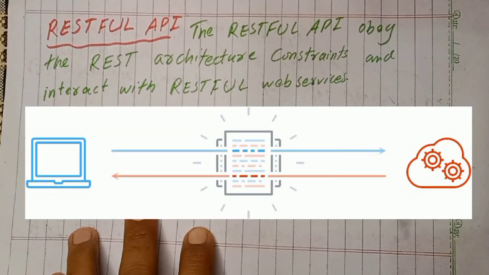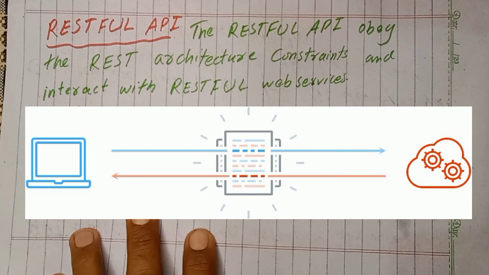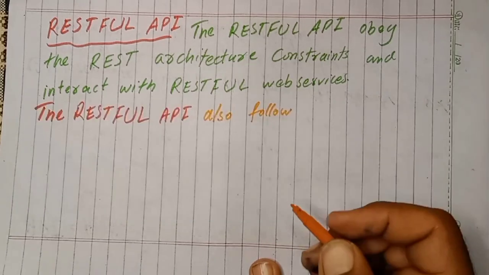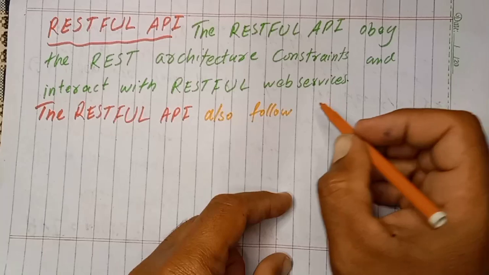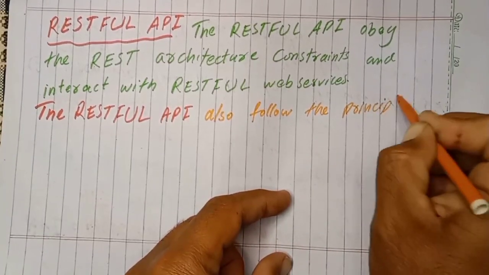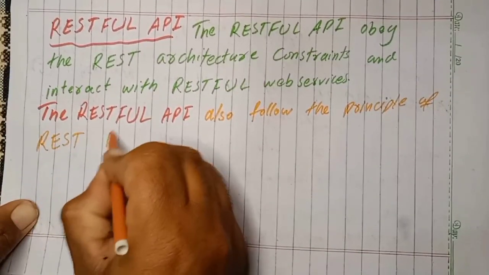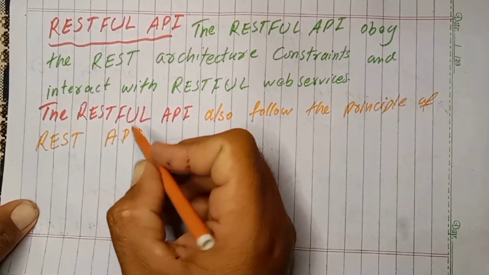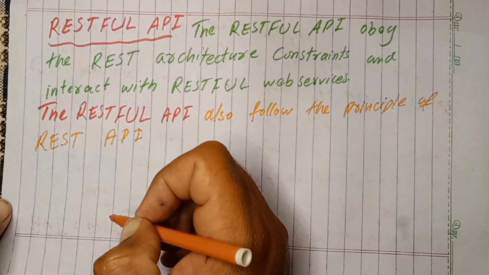Now we discuss RESTful API. The RESTful API obeys the REST architecture constraints and interacts with RESTful web services. The RESTful API also follows the principles of REST API. RESTful APIs are more scalable and have a longer lifespan.